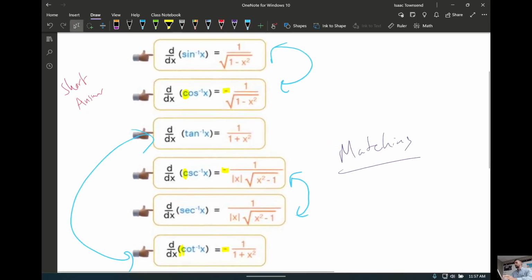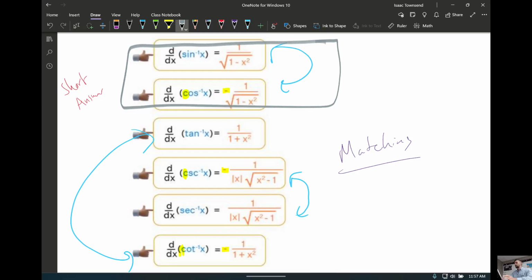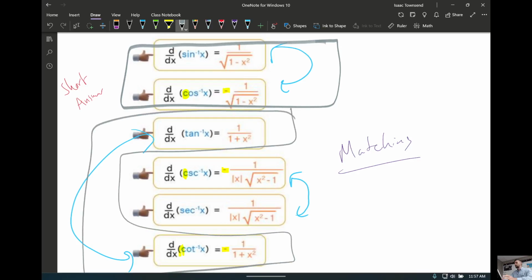All right, so just kind of a review question for those of you that did pre-cal last year. Does anyone remember that connection? What we said, sine and cosine have a connection, tangent and cotangent have a connection, and secant and cosecant have a connection. Does anyone remember that name?